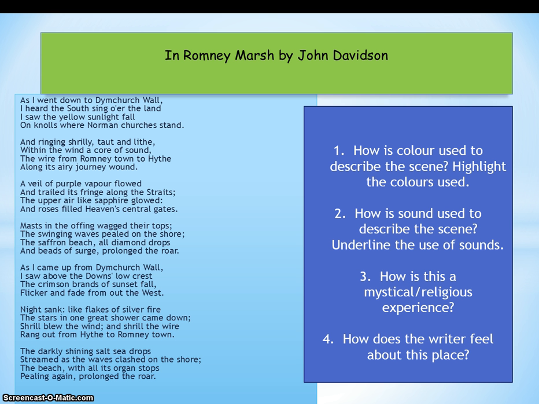Okay, here are a few questions that you could have a go at yourselves to see what you can come up with. Have a look through the whole poem and see how colour is used and how sound is used, and what kind of feelings come out of this, particularly one of a mystical religious nature.